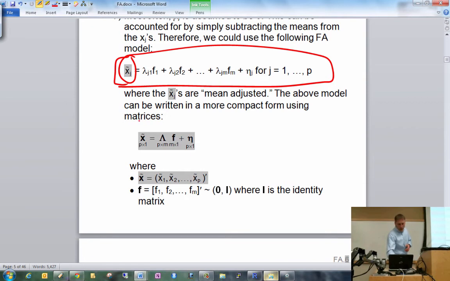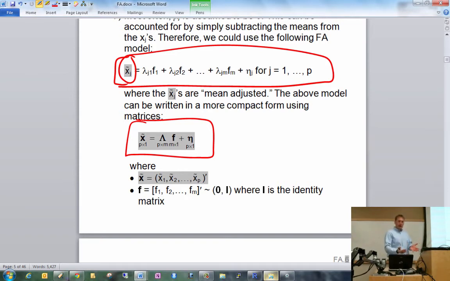Also, you will see the model represented using matrices instead. Notice how this is a little more compact representation of our model. So x tilde is a p by 1 vector. All my lambdas are put into a capital lambda matrix, often referred to as a factor loading matrix. My f's, I could have, let's say, m of those, so it's going to be an m by 1 vector. And then eta is going to be a p by 1 vector of my specific factors. So it's just a little bit more condensed form of our model.